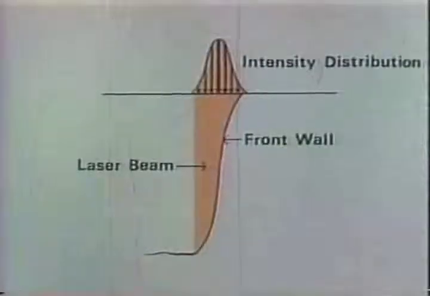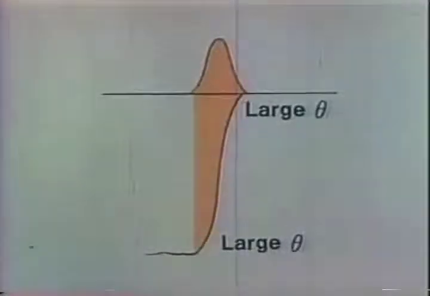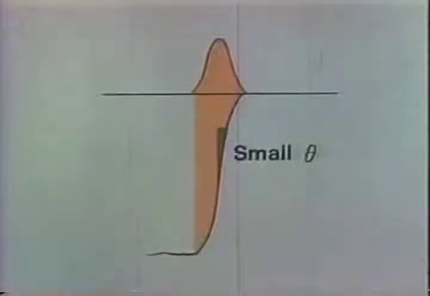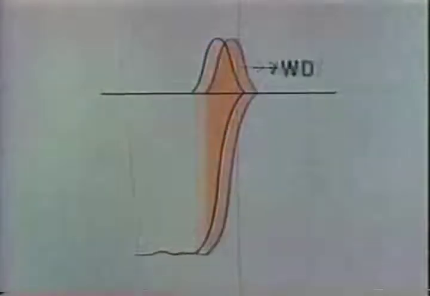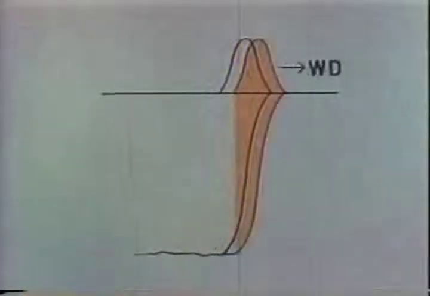The shape of the front wall is related to the beam characteristics. When a beam intensity distribution, such as in this picture, is given, the inclination angle, theta, of the front wall is larger at the part of weaker intensity, and the angle is smaller at the part of stronger intensity. If there is no downward flow, the front wall should move at the same speed as the welding speed without changing its shape.